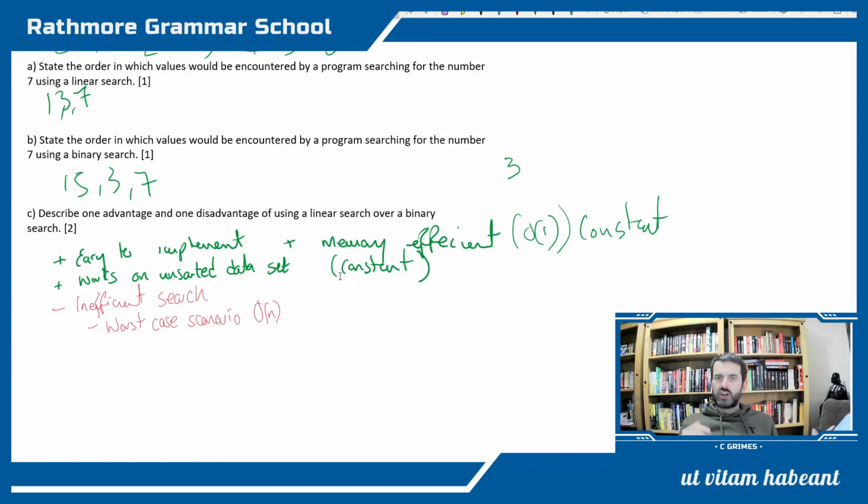And then the downside, if you mentioned the binary search, it's inefficient, and the worst case is O(n), or if you said it was the last element in the set. So there's plenty of mark points available there, and I think everyone grasped that.